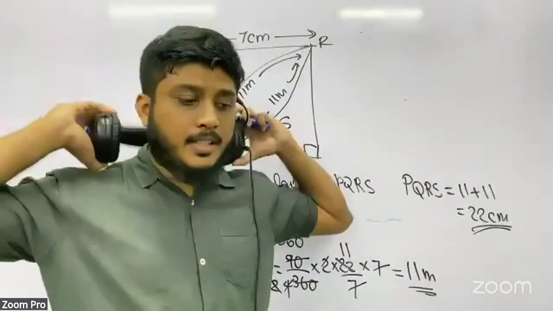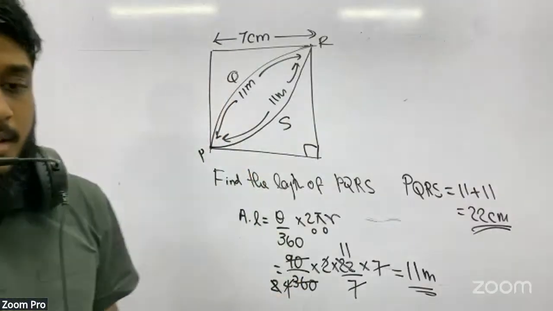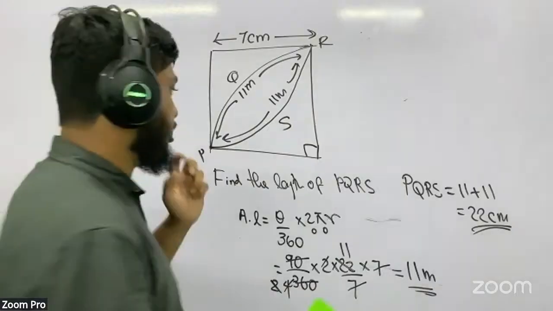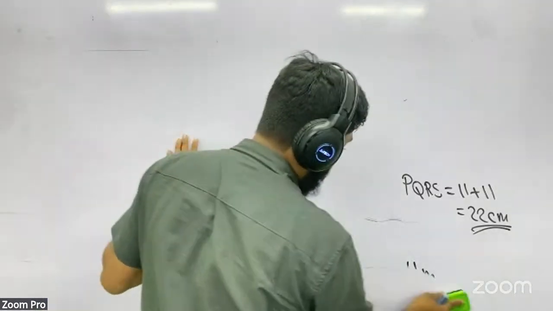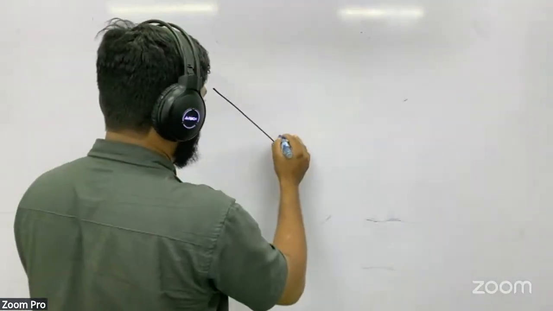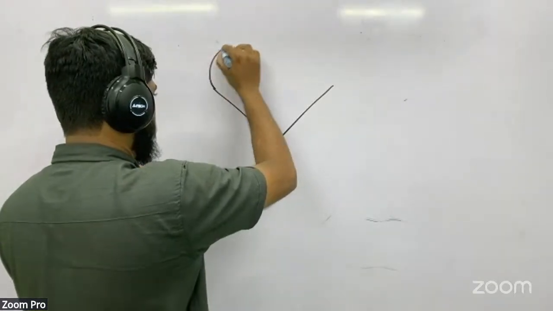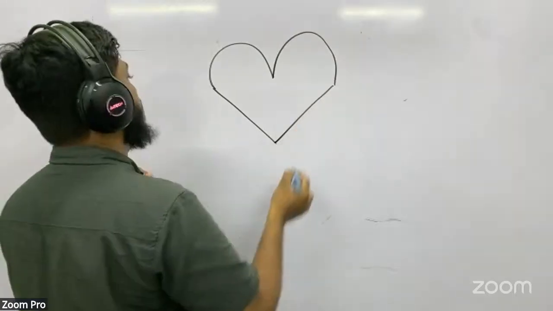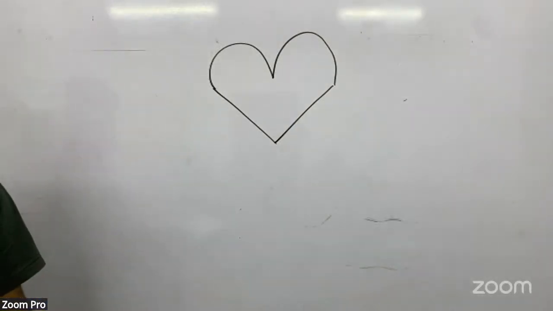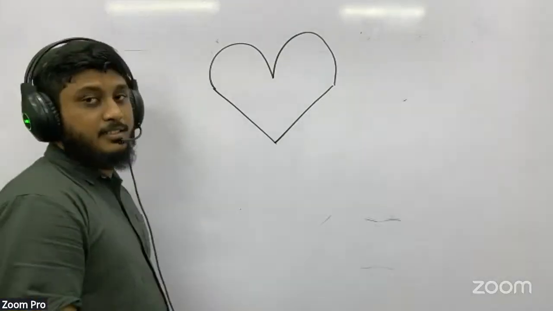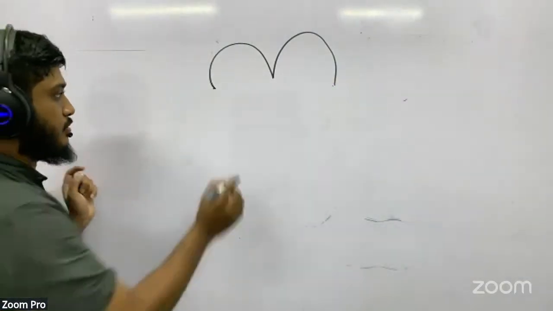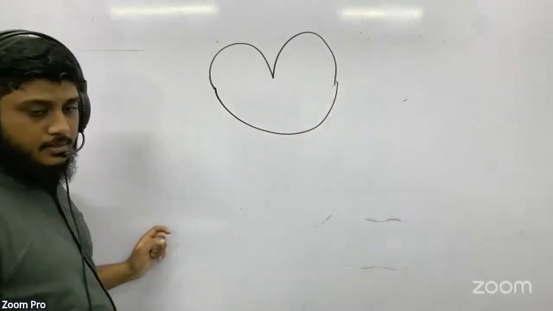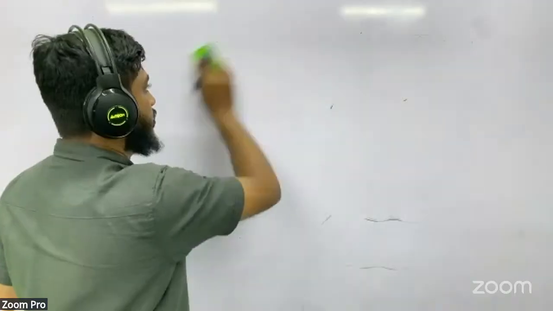Now PQRS will be 22 centimeters. Nice. Now let's go to the next one. This is the next shape. They can give you different shapes, right? The other shape is this one. Beautiful shape, right? If I want, I can take it like this one also. So finally, I can draw something like this.